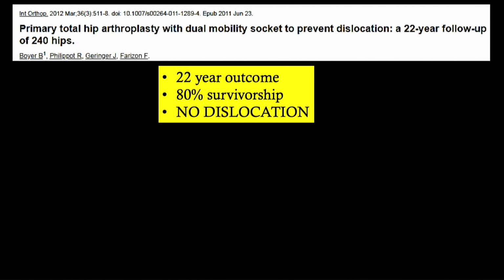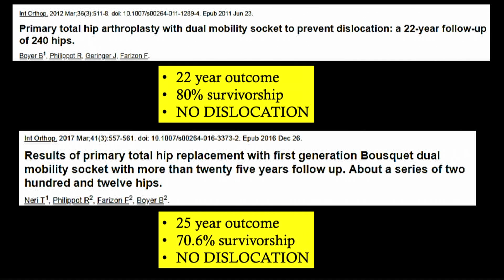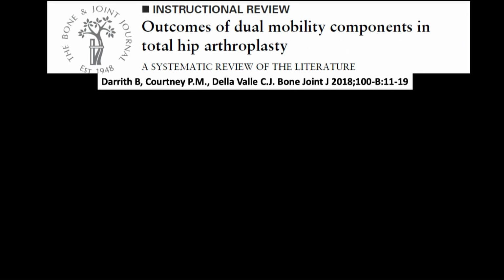The primary designer series shows an 80% survivorship at 22 years with the use of dual mobility socket, and 70% at 25 years. Now this was the primary first generation cup. Assuming that the newer generation has better metallic properties, it should last longer than the first generation. But this long-term survivorship data is coming from the primary designer series. What about its result when used by other authors?